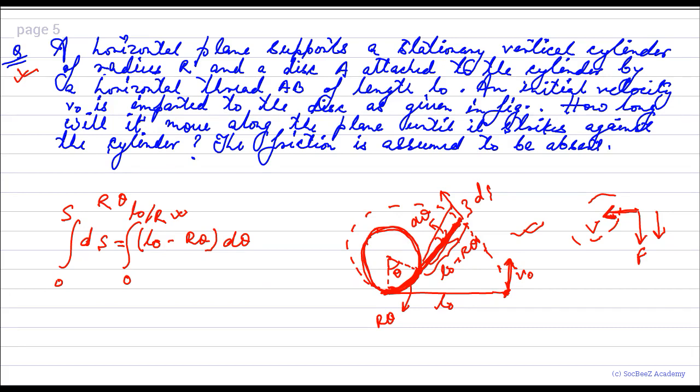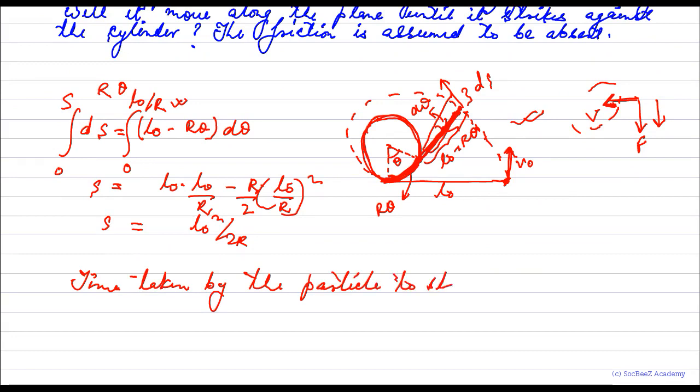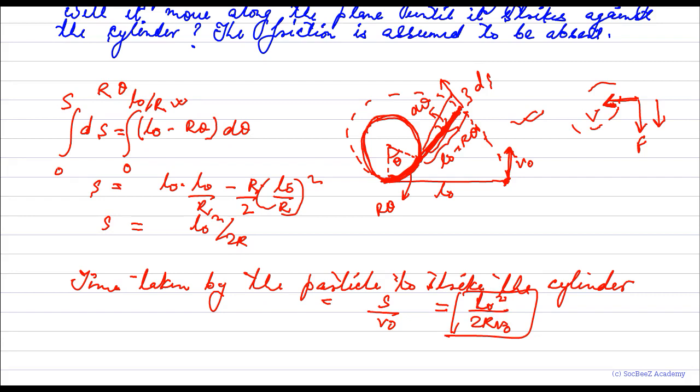Okay, so if I integrate it, s turns out to be L0 into L0 by r minus r into theta square by 2. If I replace theta by L0 by r, this turns out to be L0 square by 2r. So this is my s. Fine. So the time taken by the particle to strike the cylinder is going to be equal to s by V0. So it turns out to be L0 square by 2 r V0. Okay, so this is going to be the time which the particle is going to take to strike the cylinder back.